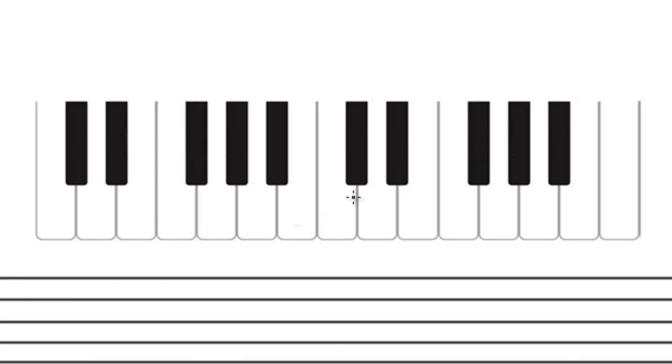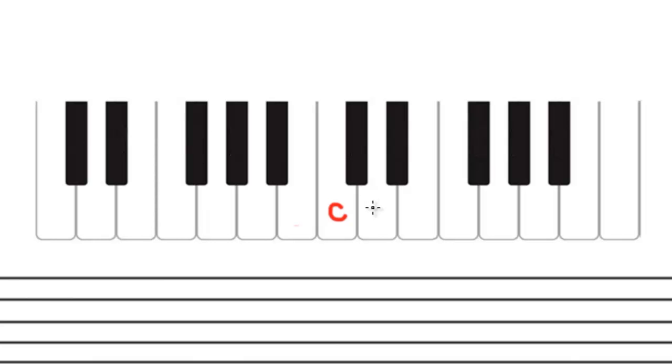Now, to find the note C, you take a look at the grouping of black notes. You find the group of 2 black notes and go immediately 1 white note to the left. That note will be C. Then from there we can use our musical alphabet to fill in the rest of the notes.